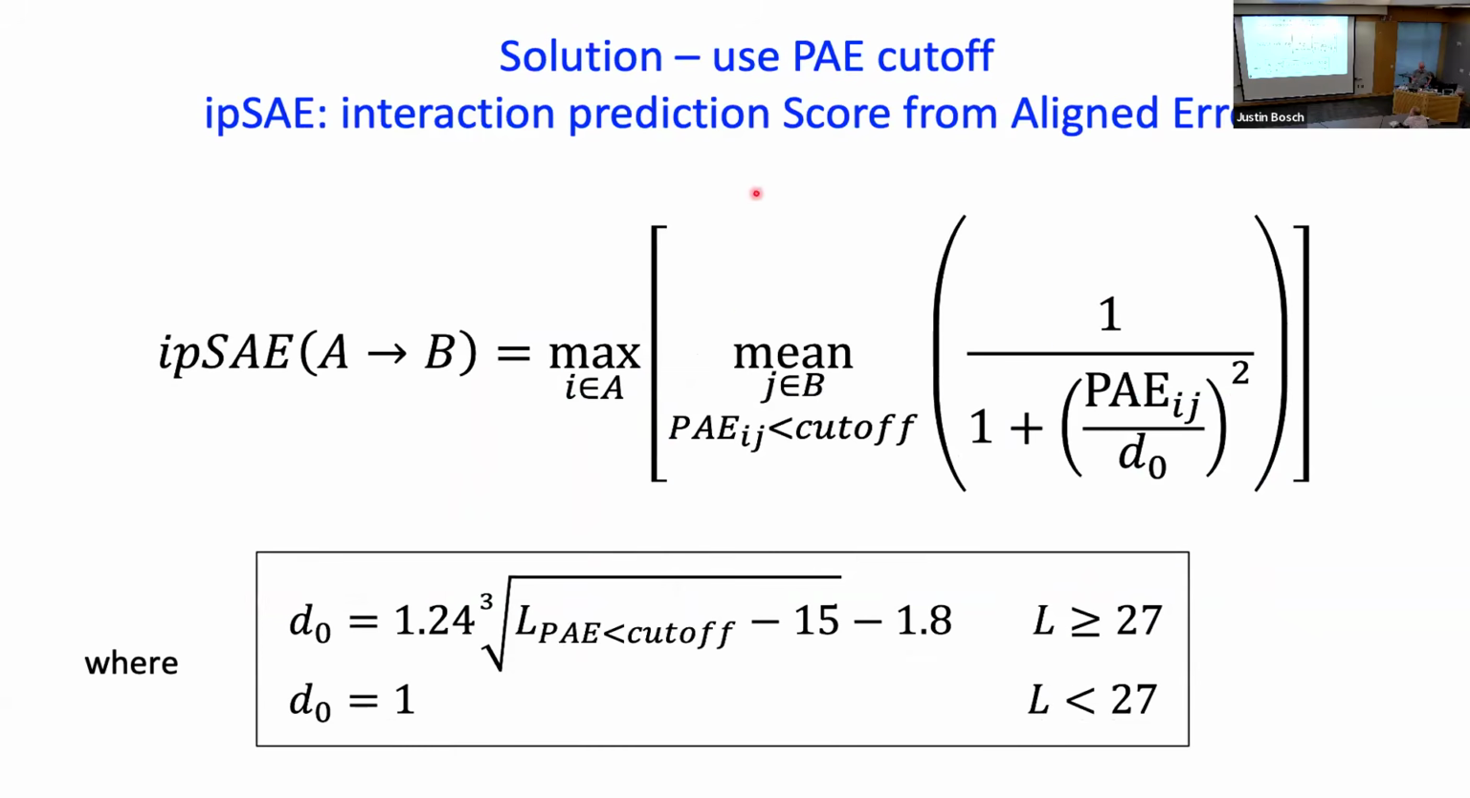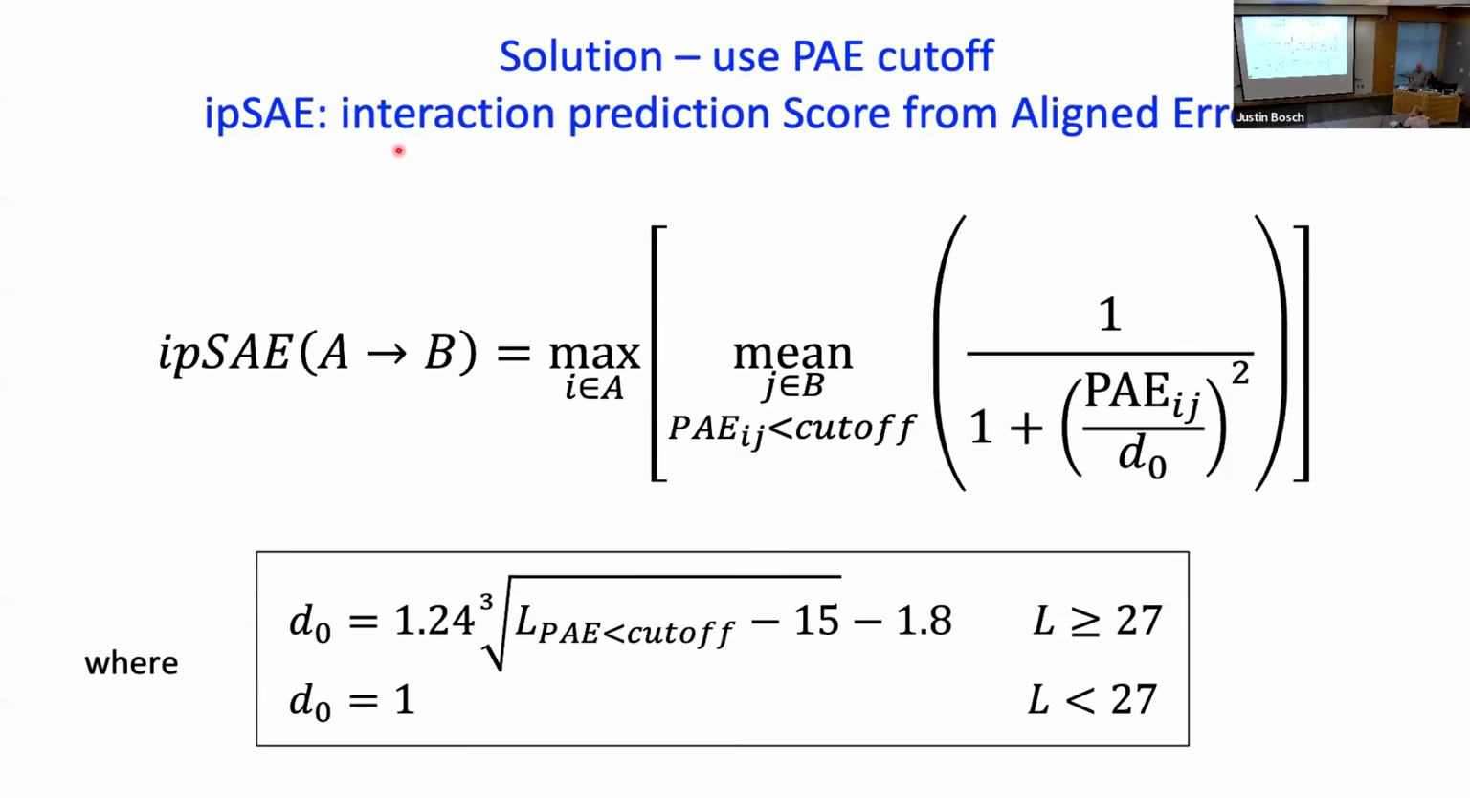Once I finally dove into the math and figured out how ipTM works, I had to look at the code to see exactly what it was doing. In AlphaFold 2, and then the AlphaFold 3 supplement gave really clear equations on this. There's a way to fix it. There are several ways to fix it, but there's one way we do it. It's called ipSAE. It stands for Interaction Prediction Score from Aligned Errors.